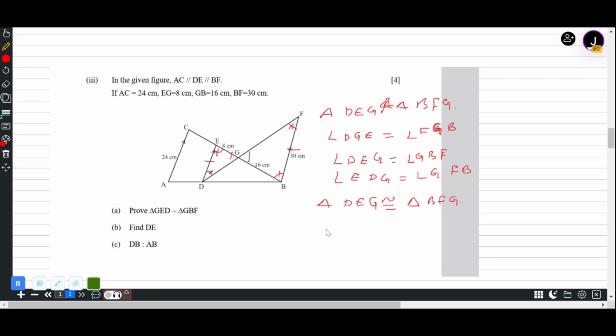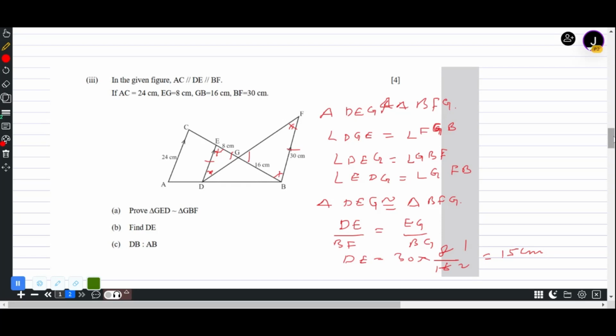Next is that in a similar triangle, if DE is the equivalent side of EFB, DE by BF is going to be equal to EG by BF. Okay, the ratio of all the three sides is equal. Using that property and putting the value of FB, we work out the length of D.